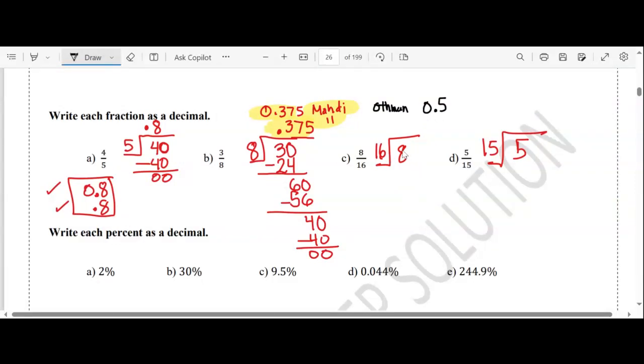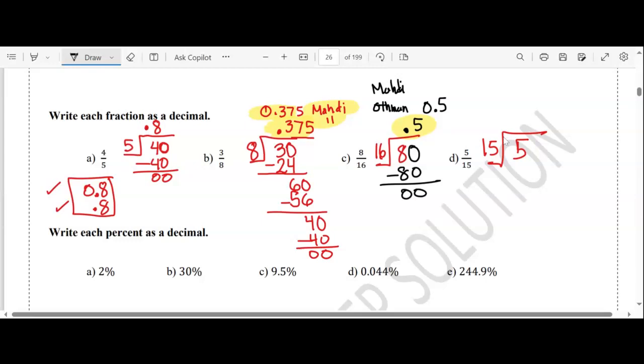16 goes into 8? No. So I have to put what? Put 0. Point, right? And then you add 0. 16 goes into 80? 5 times. 5 times 16? Subtract, you get what? So the correct answer is what? So good ya Othman, good ya Mahdi, good ya Nader. Good. You got this?